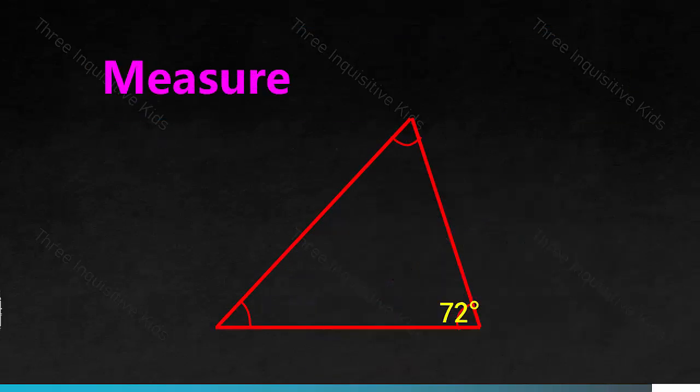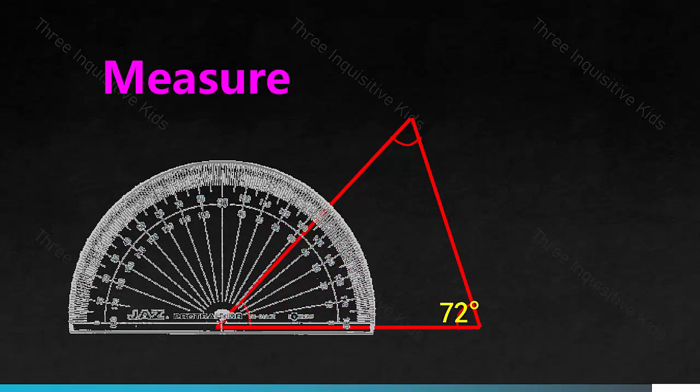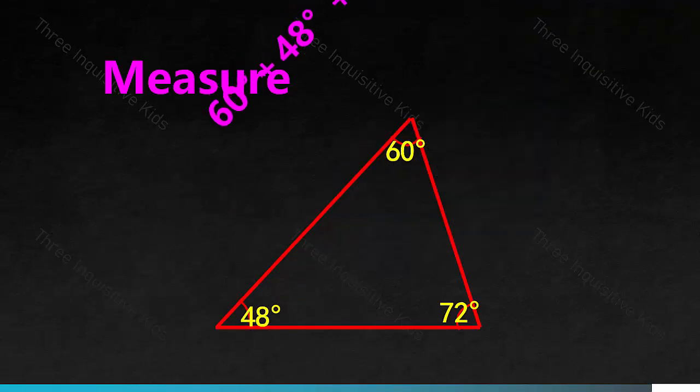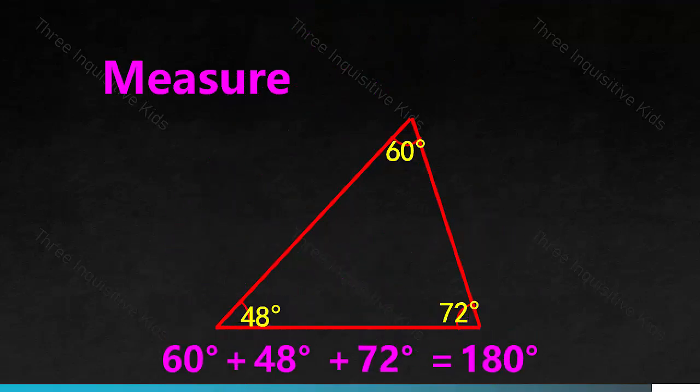We can also measure. 60 plus 48 plus 72 equals 180 degrees. But earlier on in this chapter, we learned that just measuring and giving examples is not a very reliable way to prove a proposition right.